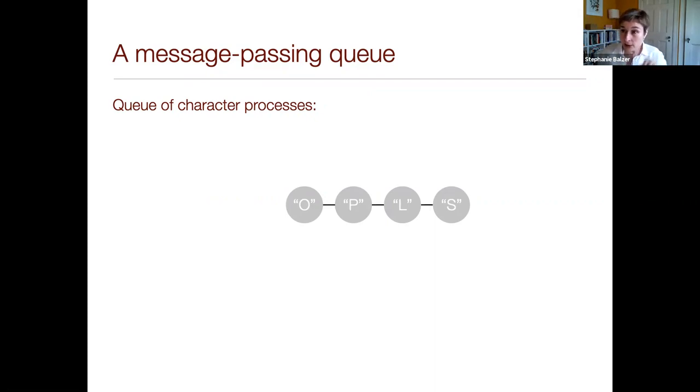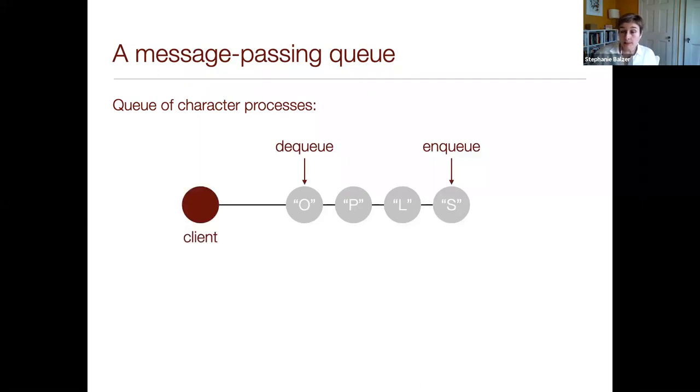So again, the circles denote processes and they're connected via channels. This queue is similar to how you would implement it in an imperative language. We basically have a linked list of character processes, all right? The O is connected to the P, to the L, and the L to the S. We're going to program the queue such that we dequeue from the front and we enqueue at the back. And now let's introduce a client process. The client here is to the left, in red, and the client is also connected to the head of the queue via a channel.